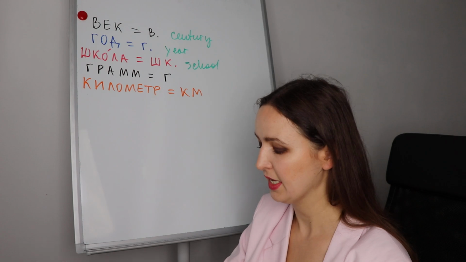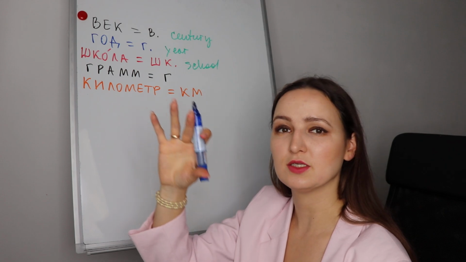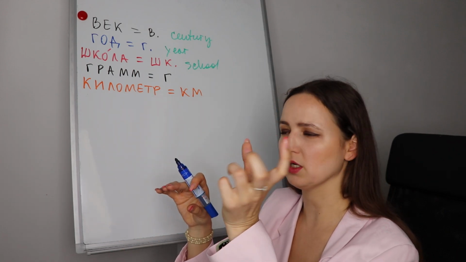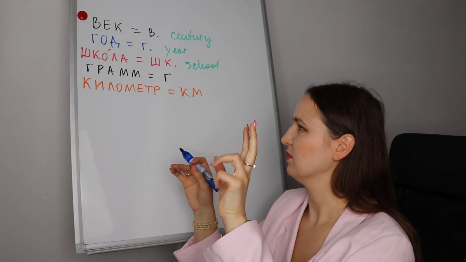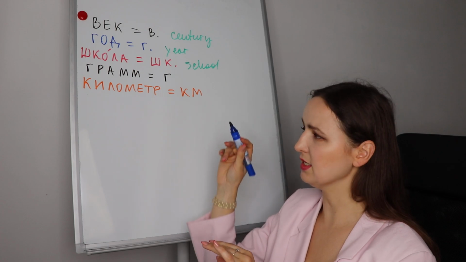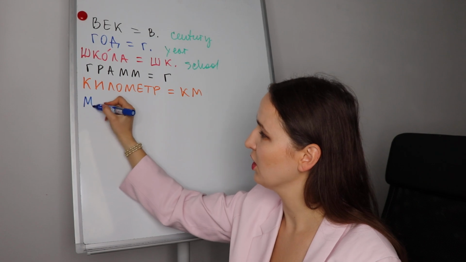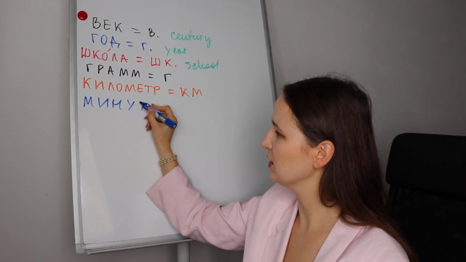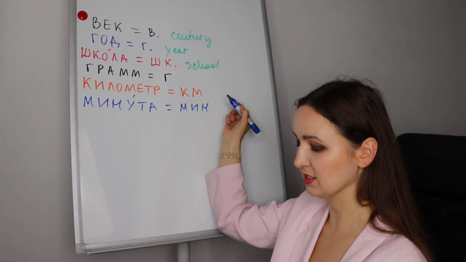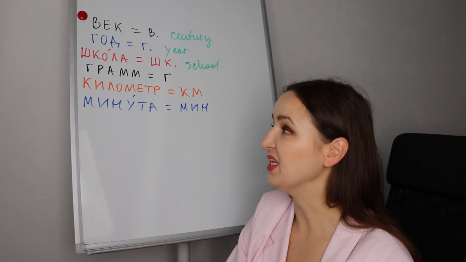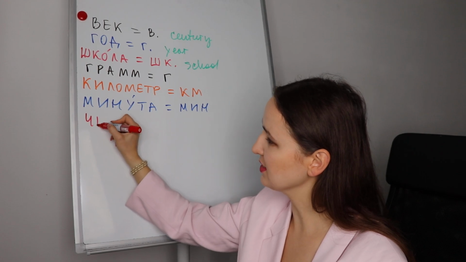Kilometer km. If you go to Russia, you will see it. If you go from one city to another, you will see these signs with, I don't know, 200 kilometers till that city. 200 km. Km is kilometers. Дальше, let's continue. Минута. Minuta is minute, and we abbreviate it like this. Min. Minute.